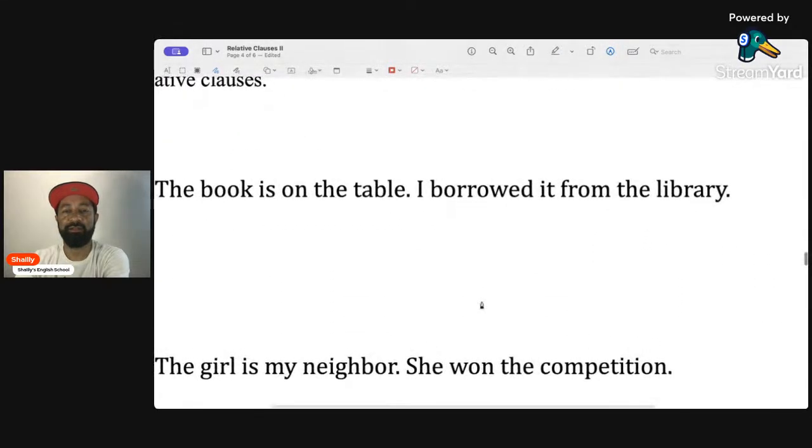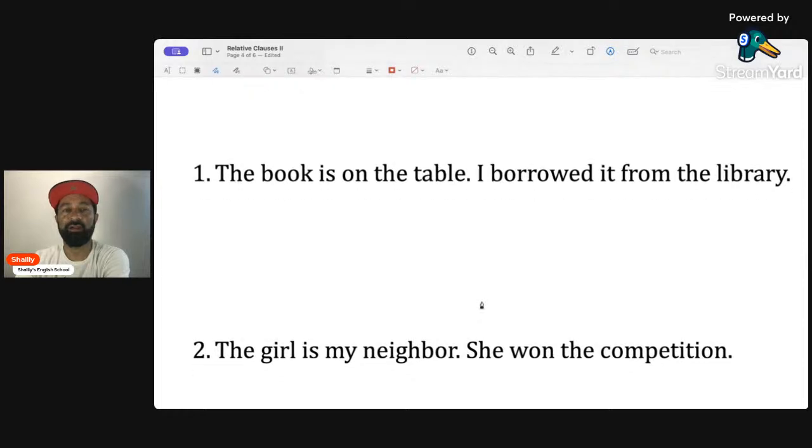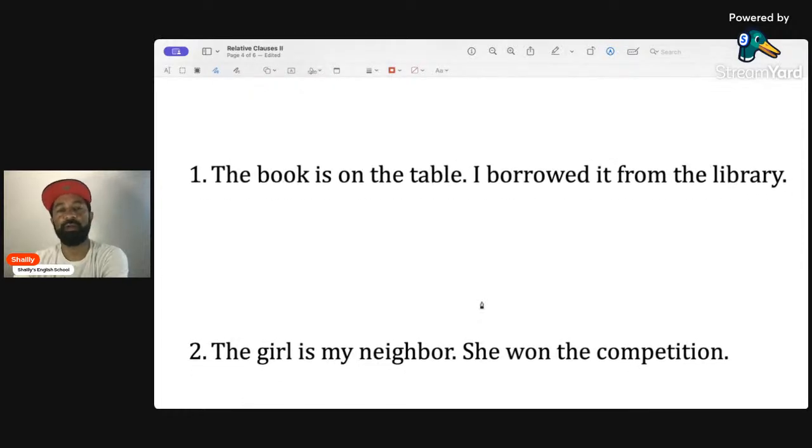So let's look down here. I've got these sentences. Number 1 is on the screen. It says, the book is on the table. I borrowed it from the library. We're going to join these 2 sentences. So how do we join them? I'll do the first one together with you.